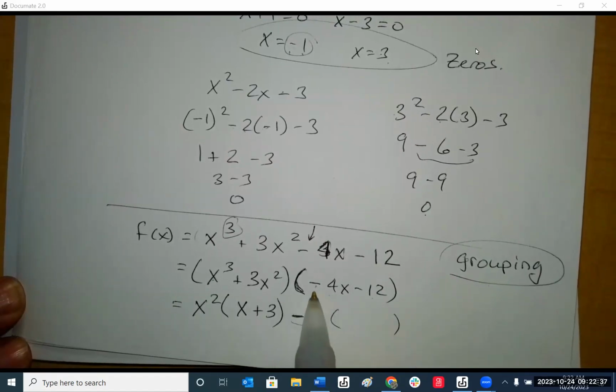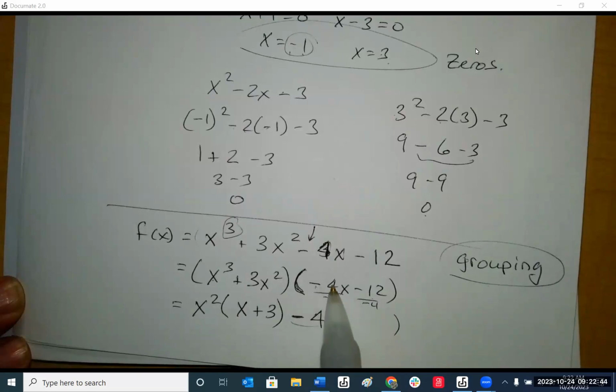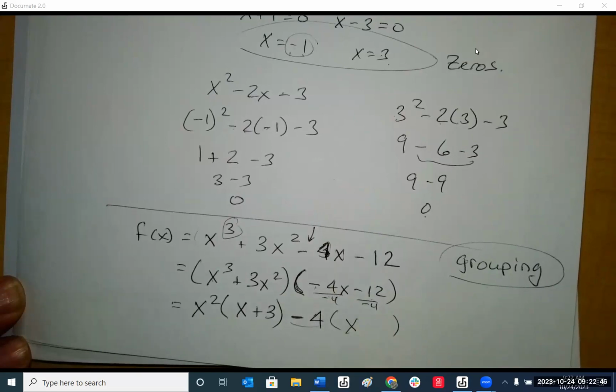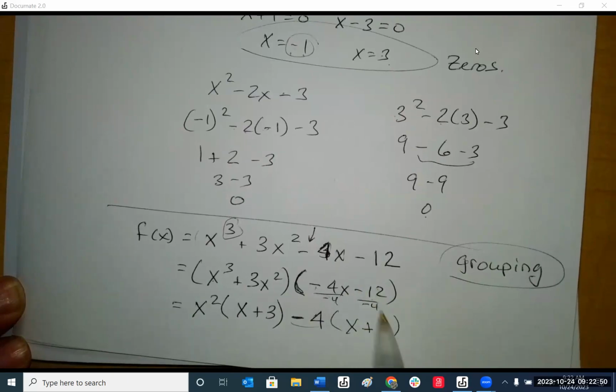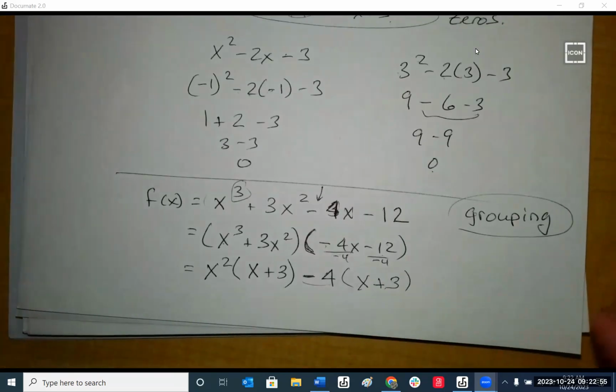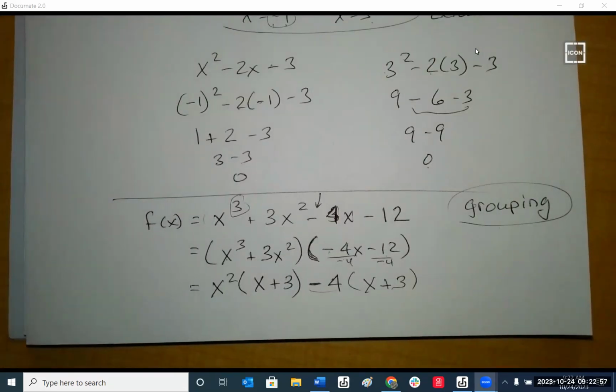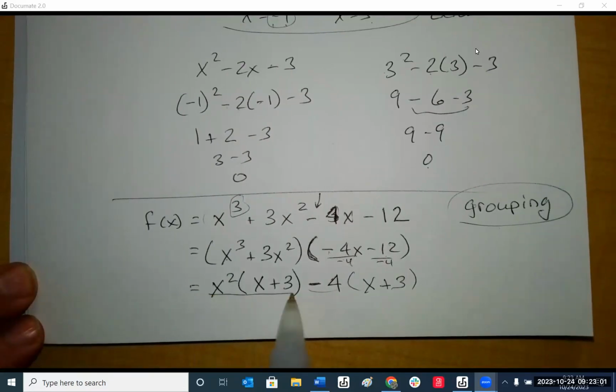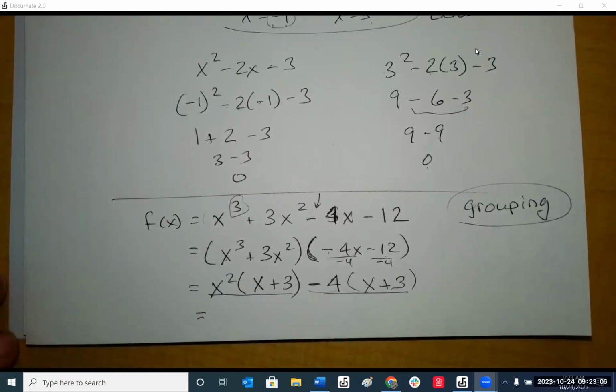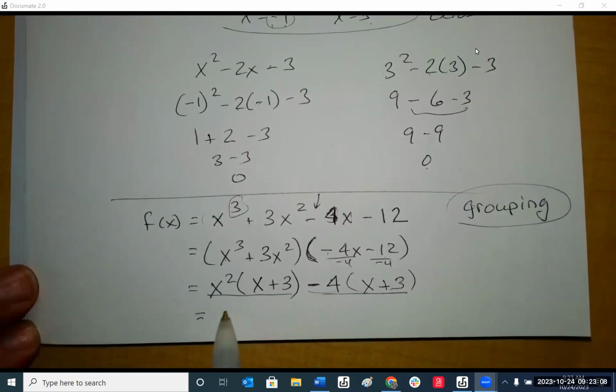So whatever we factor out, we divide by these. So negative and negative makes it a positive. 4's cancel, so we have an x. Negative and negative becomes a positive. 12 divided by 4 is 3. We're almost done. Now we only have 2 terms. What do they both have in common? The x plus 3.